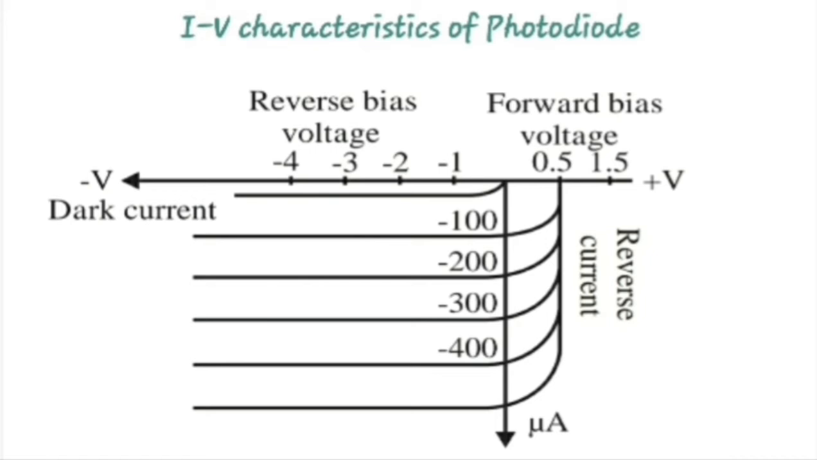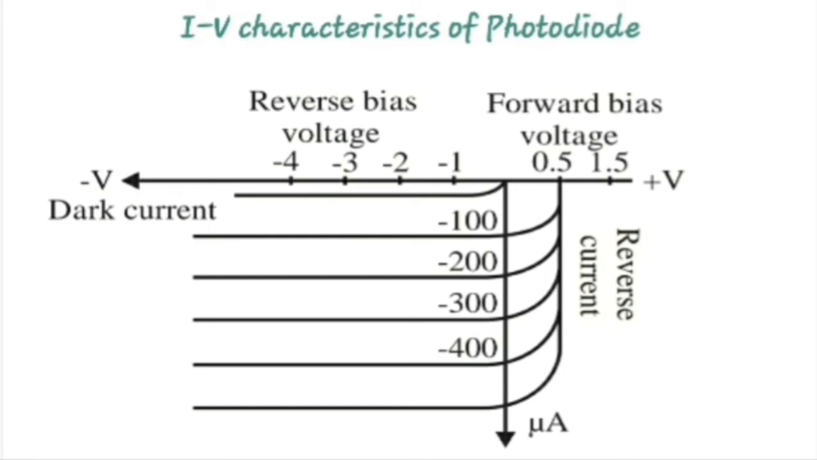Okay, so when incident light intensity increases, in the given diagram we can see that on the left hand side the decreasing reverse bias voltage is shown, and similarly the reverse current is also increasing towards the negative side. At a particular voltage the current is constant, that means it becomes saturated. So this is how the IV characteristics of photodiode can be understood by using this diagram.